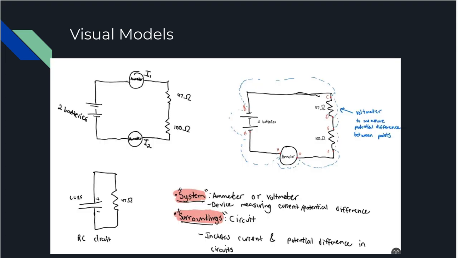So I drew diagrams for each of the circuits, and this was the RC circuit, and then this was where we measured at different points in the circuit and how it changes the potential difference, and then these were circuits with 2 batteries, 2 ammeters, and 2 resistors. So the system was the ammeter and voltmeter, and the surroundings was the circuit.